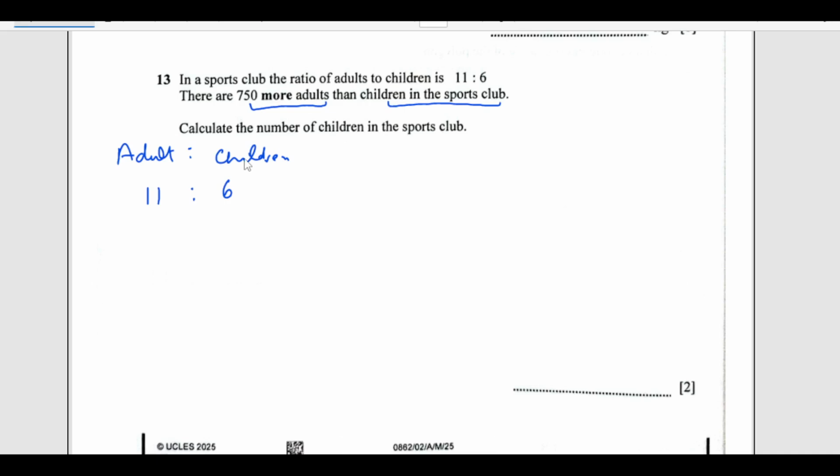So second condition, there are 750 more adults than children. So if the children are x, then adults are 750 more, that means x plus 750, right? So then we can just cross multiply this one. So it will be 11x equals 6 into x plus 750. So this is 11x is 6x plus 750 times 6. 750 times 6 is 4500.